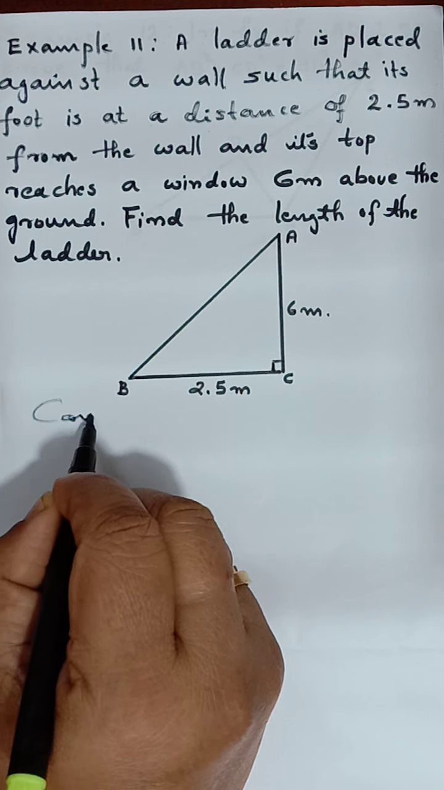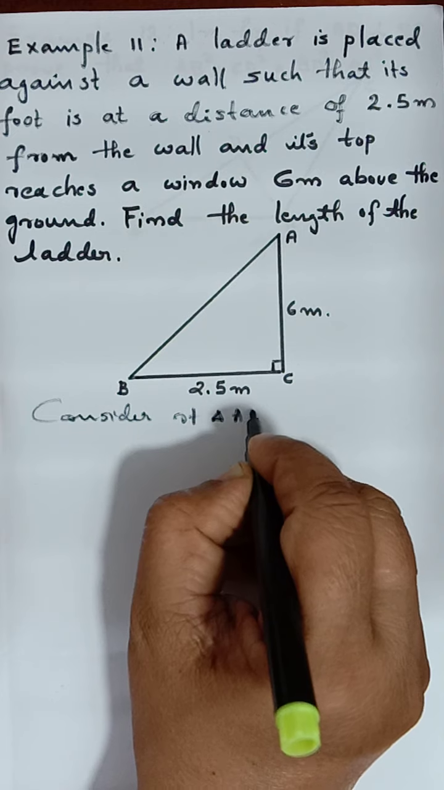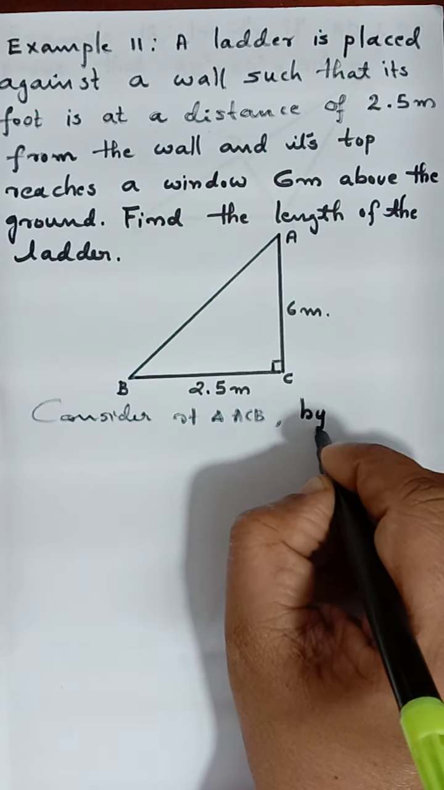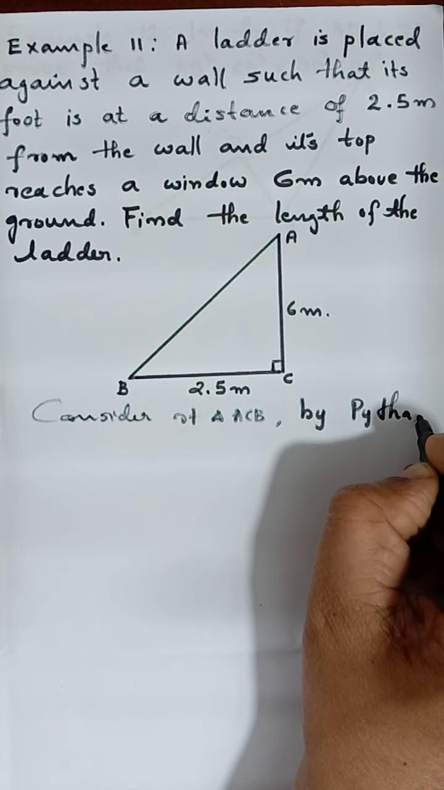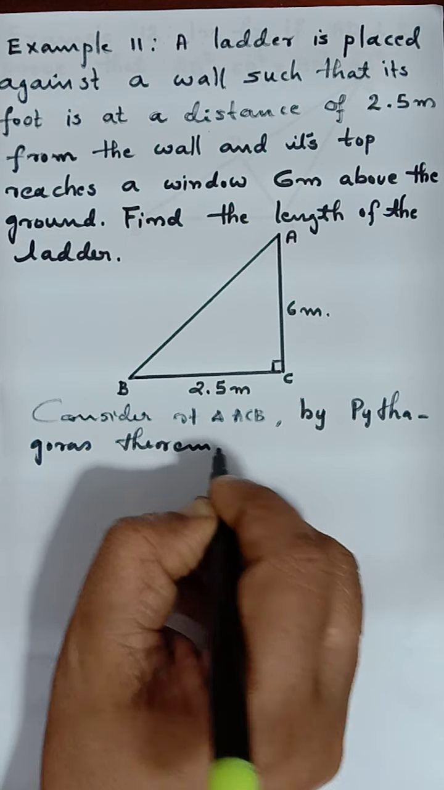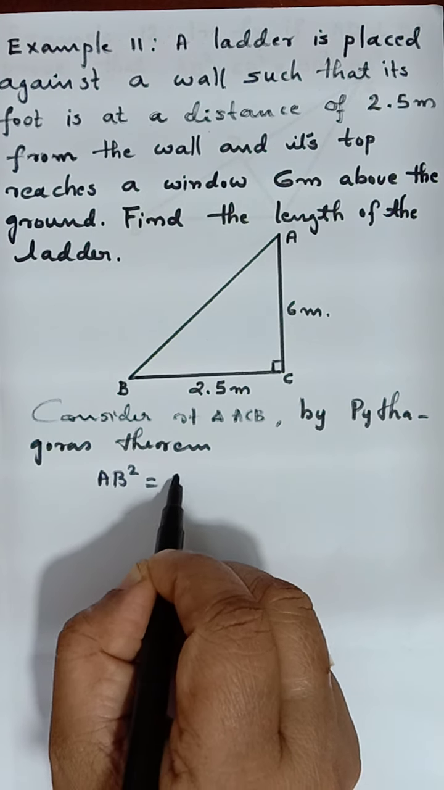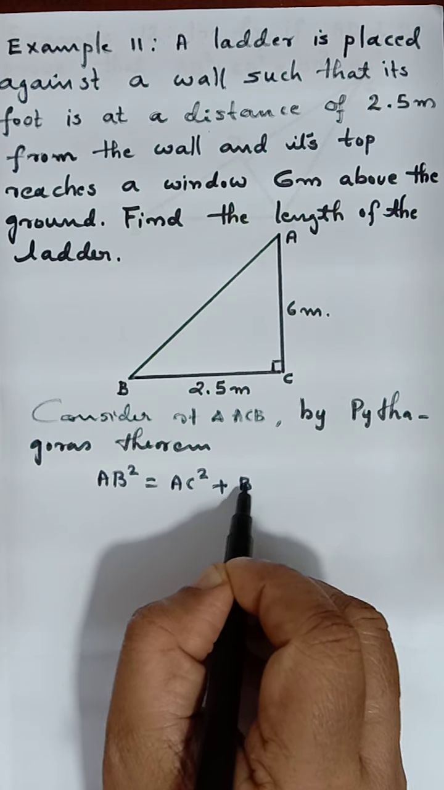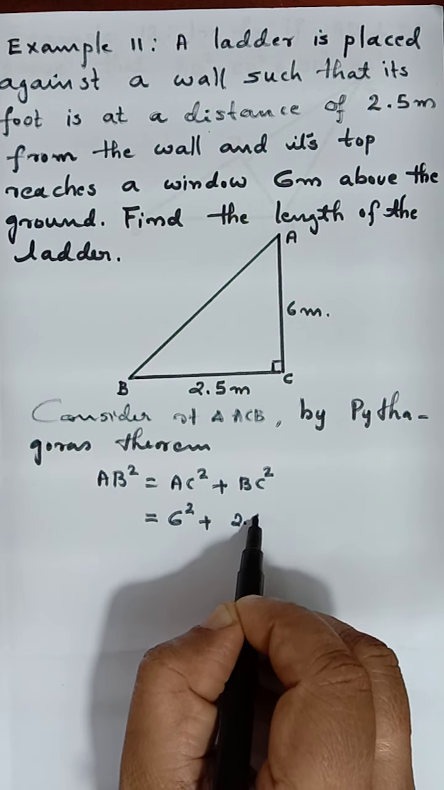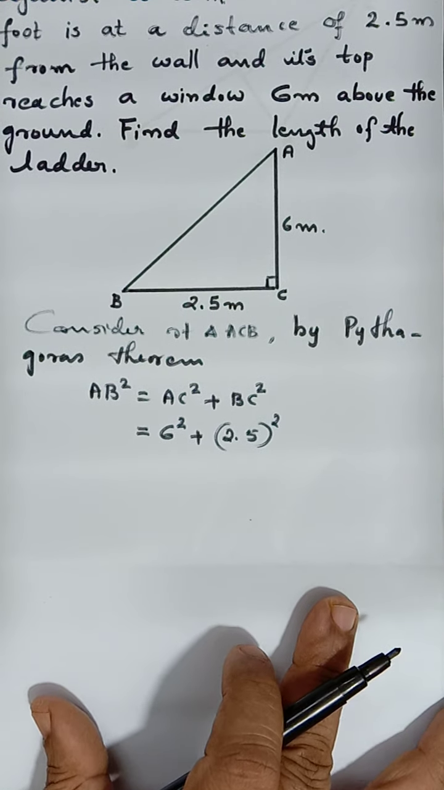So we are going to consider right triangle ACB, in which by Pythagoras theorem, what do we get? AB square is equal to AC square plus BC square. What is AC square? 6 square plus 2.5 whole square. Whenever a decimal is there, put whole square, that is better.